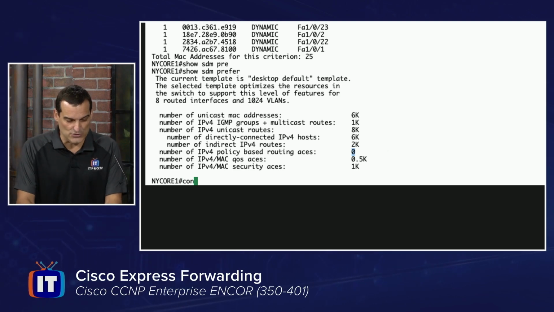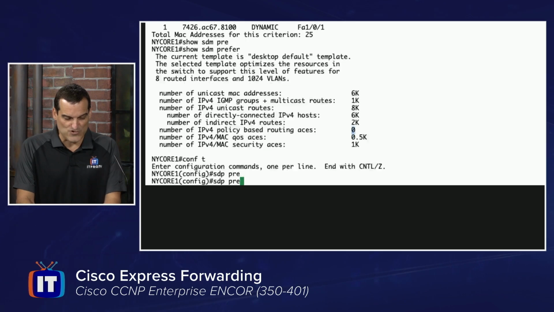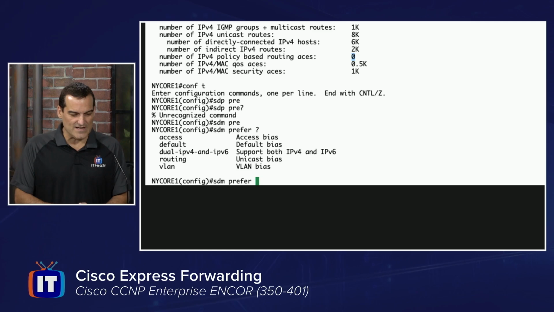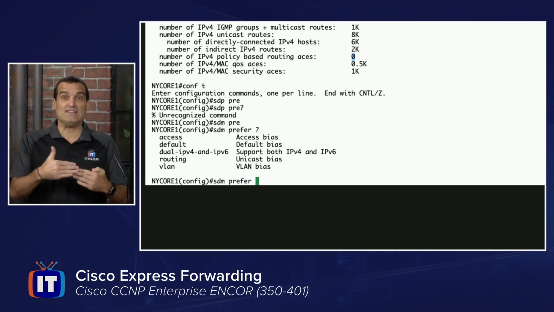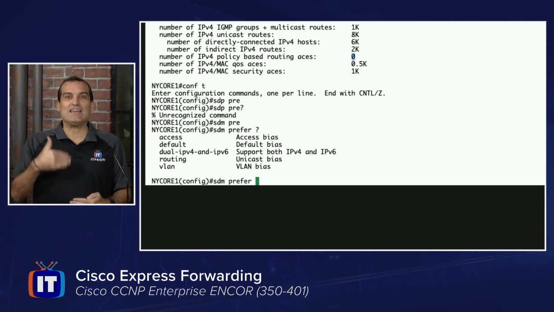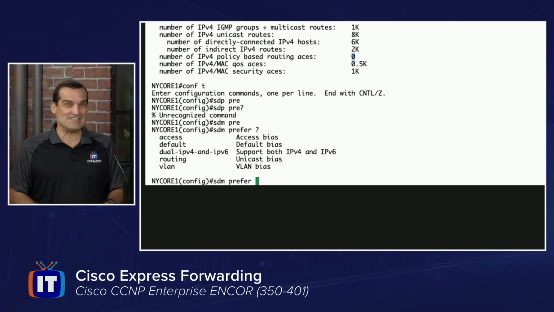So what you can do is go in global configuration mode, and you could do sdm prefer, I believe. This is another command that we don't have to do that much of. SDM, so I had a typo. sdm prefer, there we go. And my context sensitive help shows me the templates that are on this switch that I could set in order to change the default characteristics of what's possible with the TCAM.